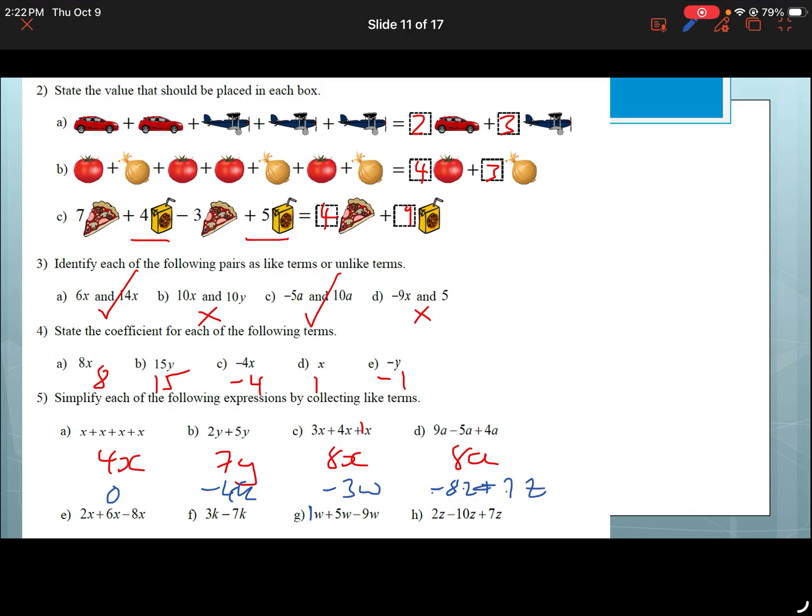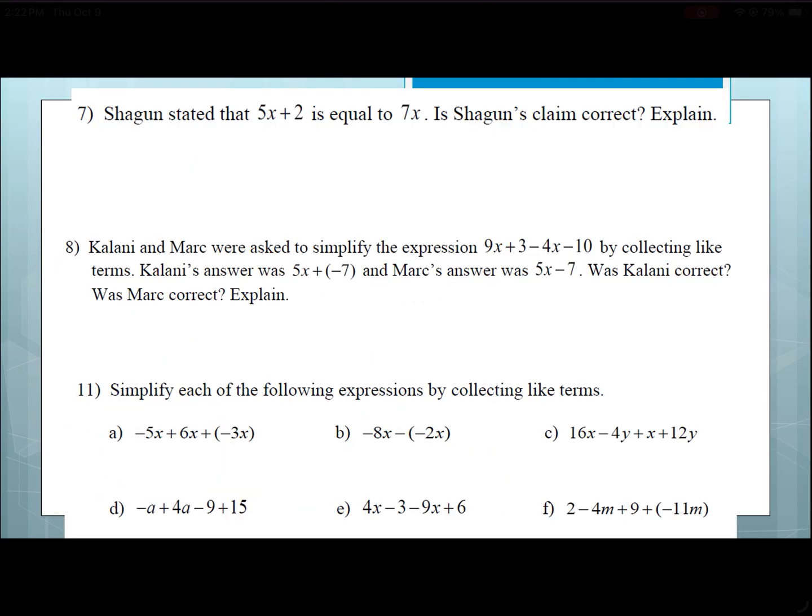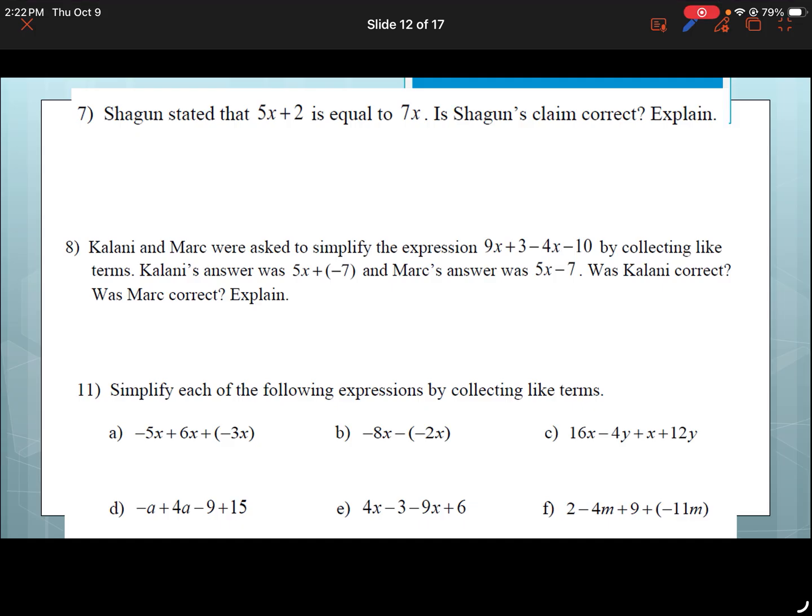Negative 8z plus 7z is going to get us negative 1z. Cool. Okay. On this one, is she correct? Nope. If it was 2x, she'd be correct, but it's not, so nope. They've got to be like terms.